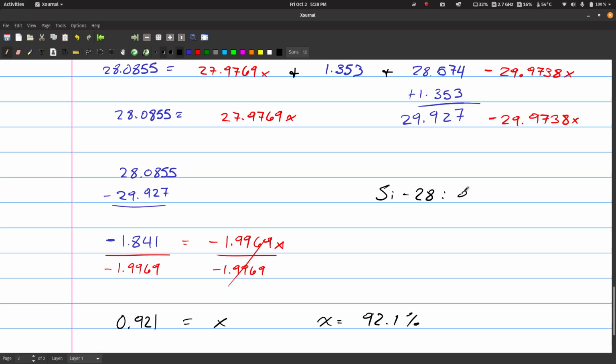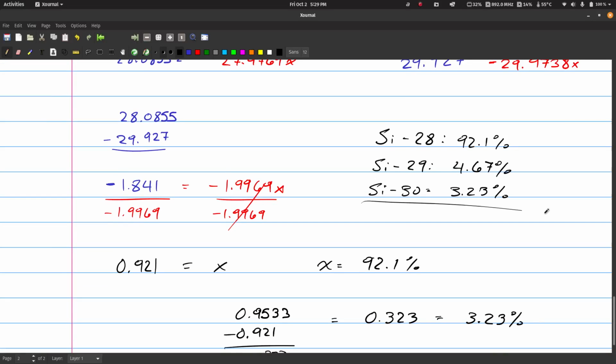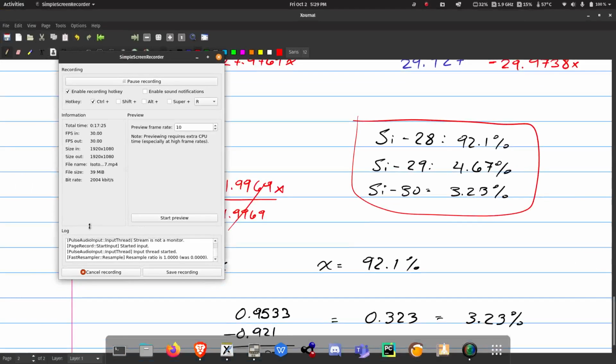So this one is the most abundant, which makes sense. Silicone 29 is equal to 4.67%, so we already knew that. And then silicone 30 is equal to 3.23%. It's probably going to be over by about 1 or so, but that's fine. Actually, it should be right at 100%, but I rounded. But that's how you do these. They're not super complicated. They're a little more complicated if you are doing these with a calculator on the computer. But anyways, if you have any questions, just ask me in class.